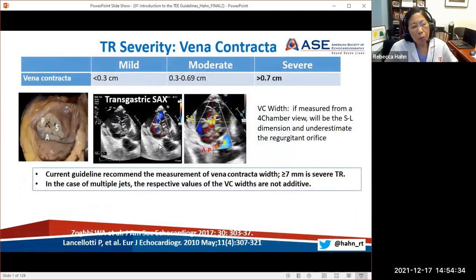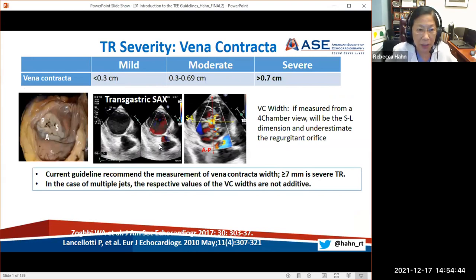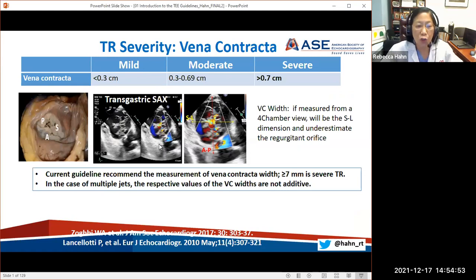The other problem that we have is measuring a single diameter of the vena contracta, because this is what tricuspid regurgitation looks like if you have a tri-leaflet valve. You can imagine that when you have a bileaflet valve or a quadricuspid valve or 5 leaflets or 6 leaflets, this regurgitant orifice becomes extraordinarily complex, and there's no way that a single linear dimension of a vena contracta is going to really describe the severity of the regurgitation.